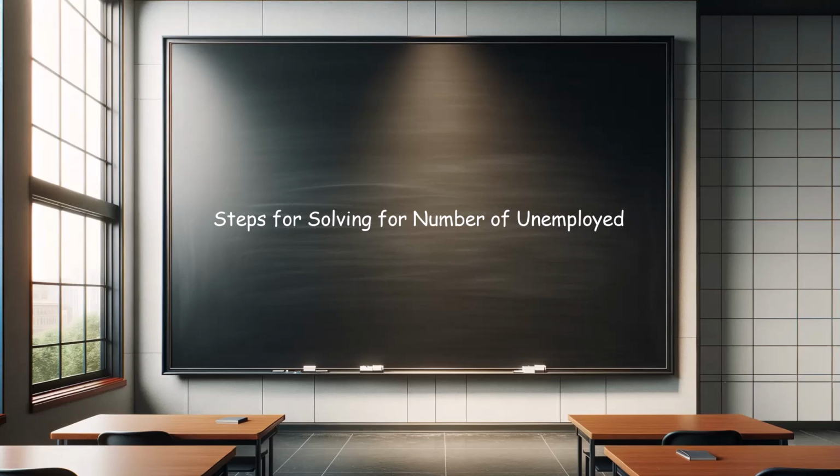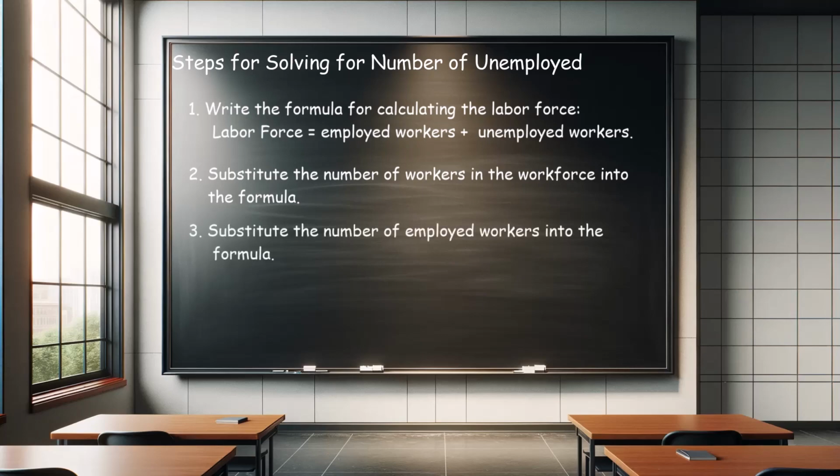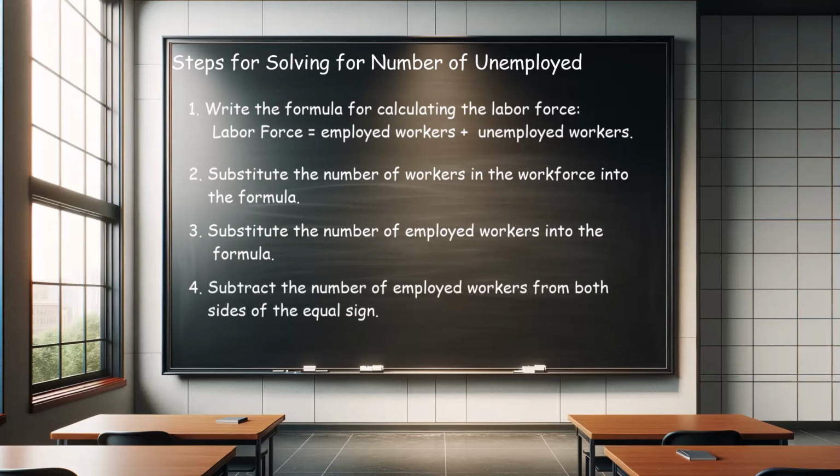Now let's look at how to calculate the number of unemployed workers given the labor force and the number of employed workers. 1. Write the formula for calculating the labor force. Labor force equals the number of employed workers plus the number of unemployed workers. 2. From the problem statement, substitute the number of workers in the workforce into the formula. 3. From the problem statement, substitute the number of employed workers into the formula. 4. Subtract the number of employed workers from both sides of the equal sign.